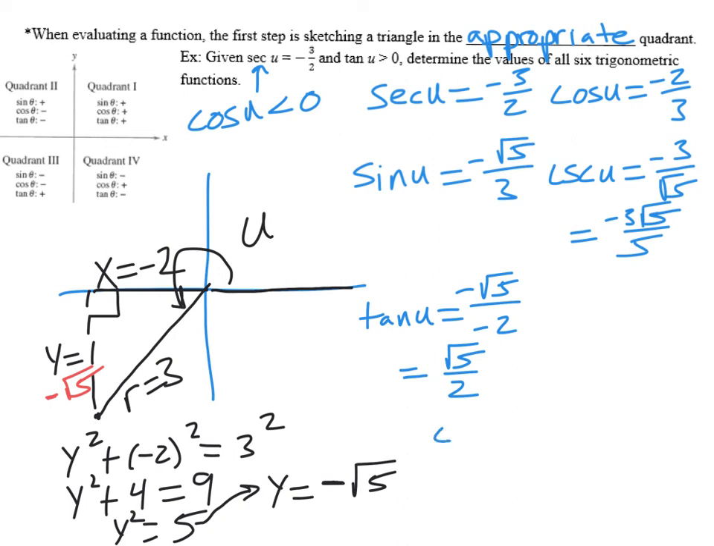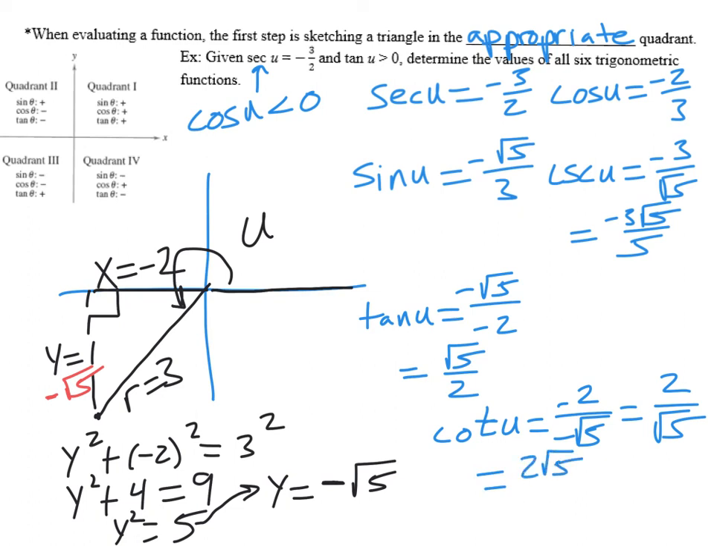Oh, and then I'll just throw cotangent down here. Cotangent of u would be the reciprocal of negative 2 over negative square root 5, right? Right off the bat, I just say drop the negatives. And then I'll rationalize that. 2 square root 5 over 5. Okay? That's all for day 1.